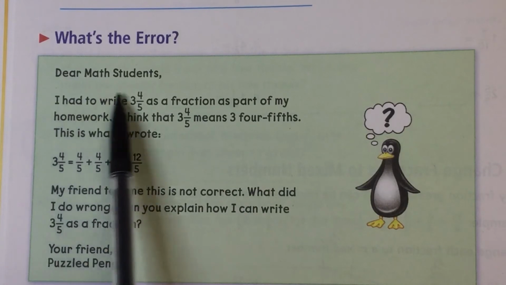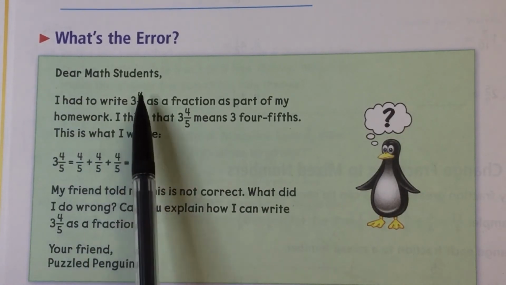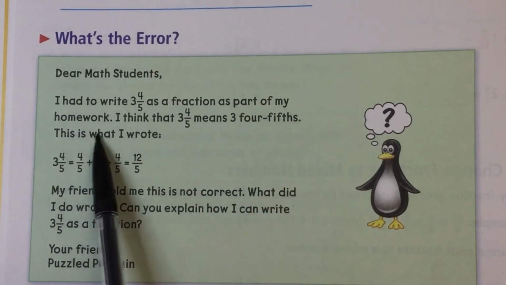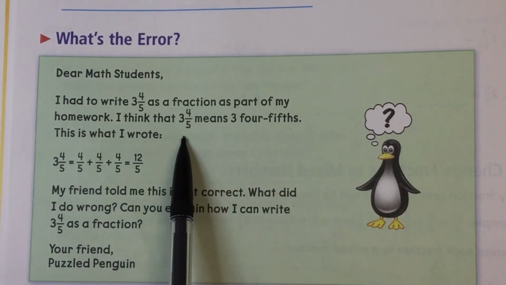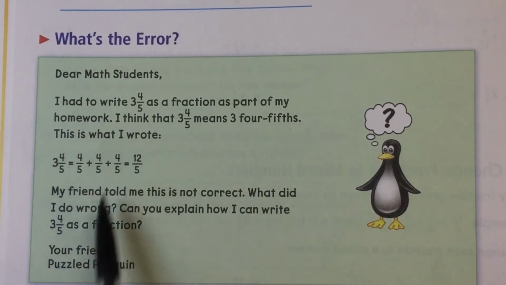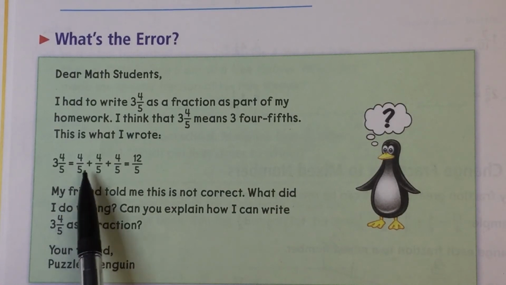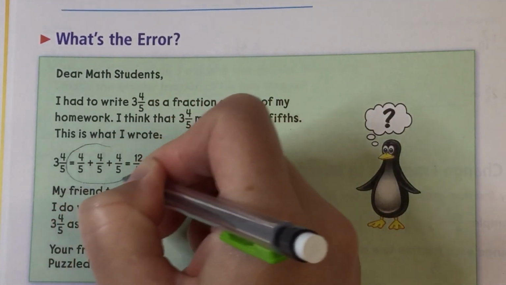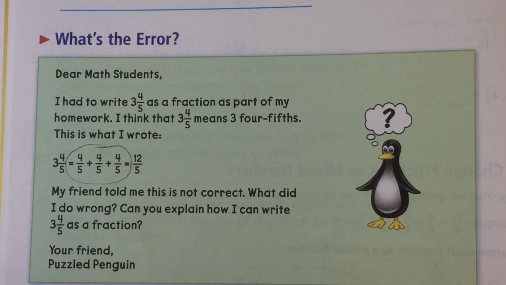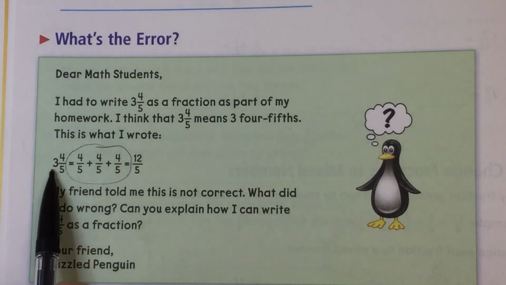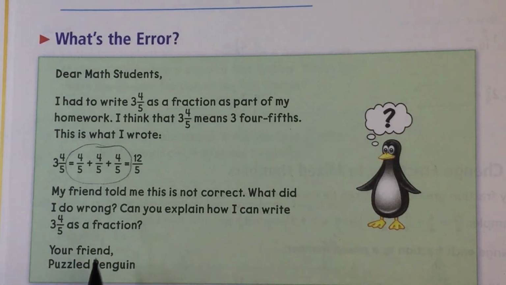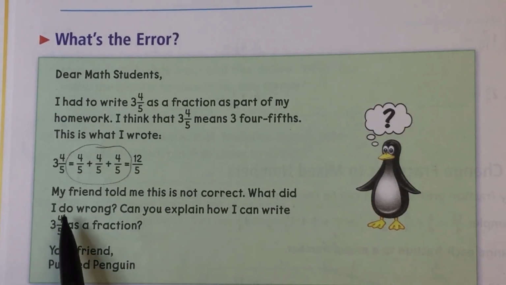So he says, "Dear math students, I had to write 3 and 4/5 as a fraction as part of my homework. I think that 3 and 4/5 means 3 times 4/5. This is what I wrote: 4/5, 4/5, 4/5, 3 times." What do you guys think? No, because it doesn't mean 3 times 4/5. It means 3 and 4/5, so 3 plus 4/5. "My friend told me this is not correct. What did I do wrong? Can you explain how I can write 3 and 4/5 as a fraction?"